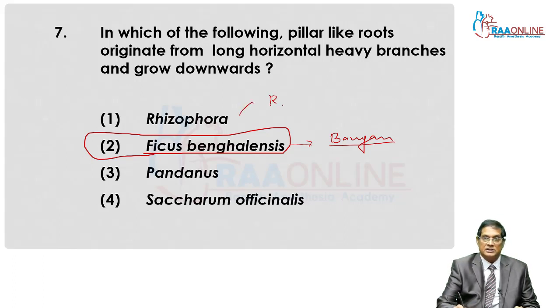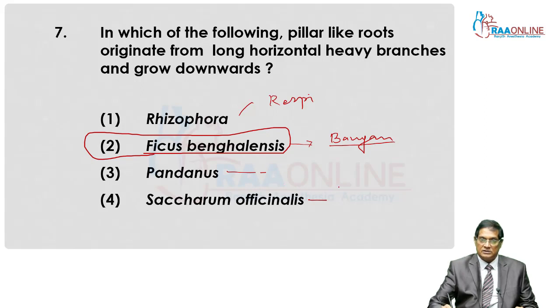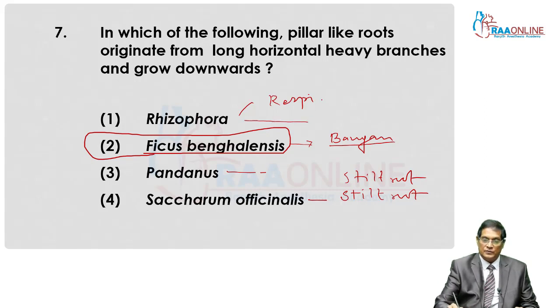Rhizophora is already described, that is for respiratory roots. Pandanus, screwpine. Saccharum officinarum, scientific name of sugarcane, known for stilt root. Pandanus is also known for stilt root as well as multiple root cap. Whereas Rhizophora is known for respiratory roots.